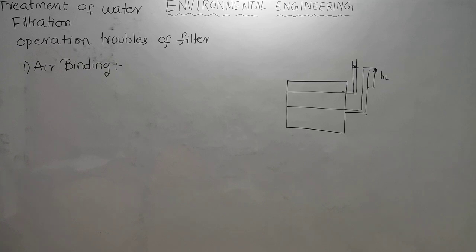This can be avoided by cleaning of the filter. Proper cleaning, I have already told you, should be done. And when the negative head is reaching 1.2 meter, generally here we use a manometer, I have told you already, to measure the heads. When the negative head is reaching 1.2 meter, immediately you need to stop the filter and keep it for maintenance. So this is how we can avoid air binding.